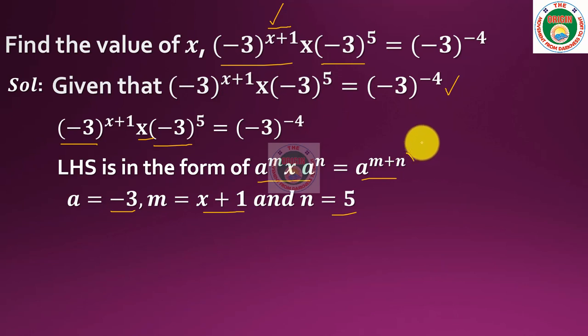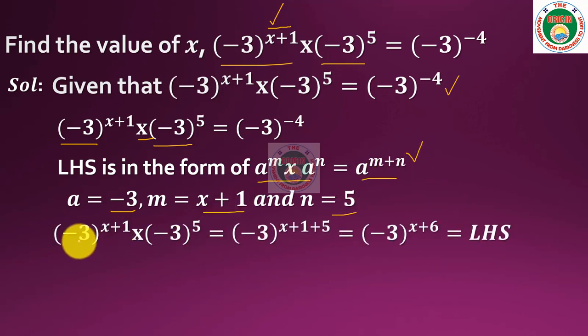What is the result here? a^(m+n). So substitute the values: (-3)^(x+1) × (-3)^5 equals, the base is equal, so a is -3, and m+n, where m is x+1 and n is 5. Now x+1+5, that is 1+5 is 6. Then (-3)^(x+6). So the total LHS is converted into (-3)^(x+6).